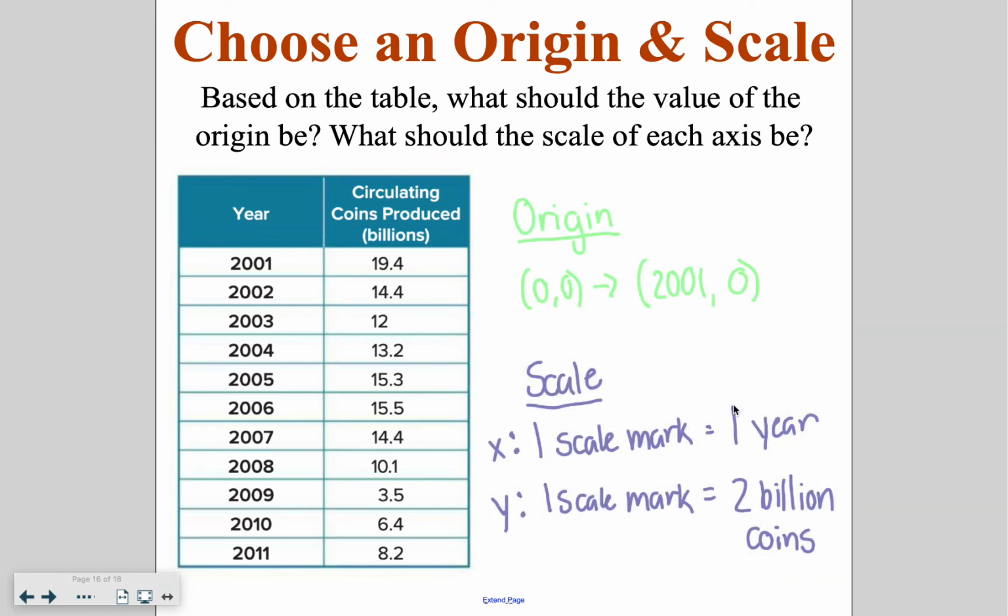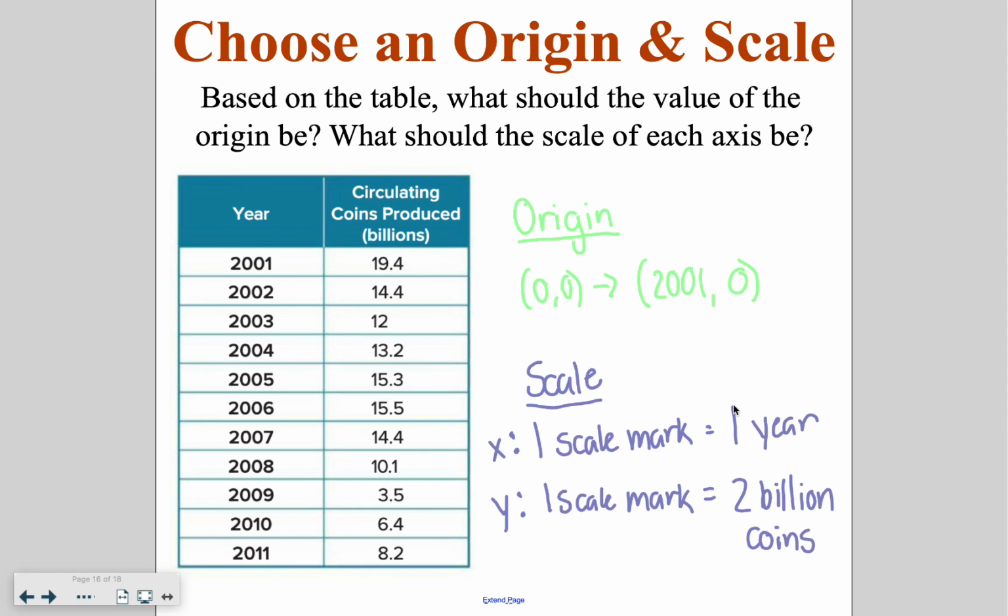So as we look at our origin, again, we're starting in the year 2001, so we don't want to jump all the way from 0 to 2001. By changing the scale, we're going to have that change of origin. We're going to have it start at 2001. Then I need to look at my Y values, aka the coins produced. And we get down fairly low there, down to 3.5. So I'm going to start that one at 0.